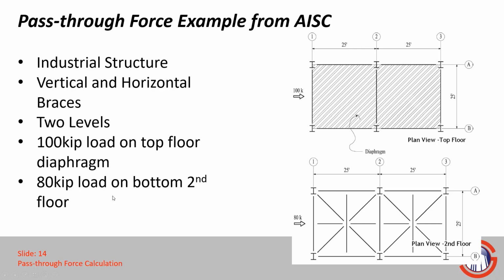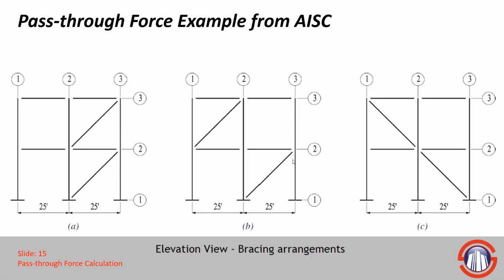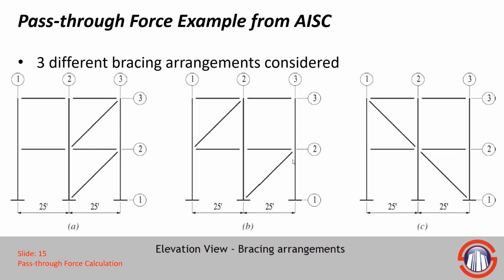On the bottom floor, we have an 80 kip load that's applied, and you notice that we actually have some horizontal and also some vertical bracing on this bottom floor. So this is the second floor. Now we're actually going to look at 3 different bracing arrangements. So the same model, but 3 different alternatives using different bracing arrangements.